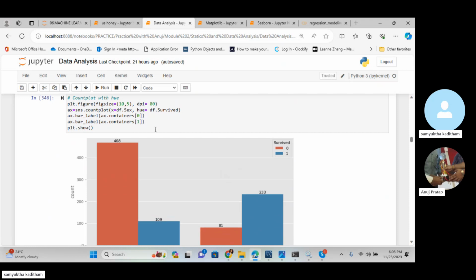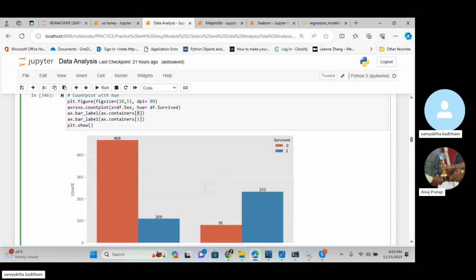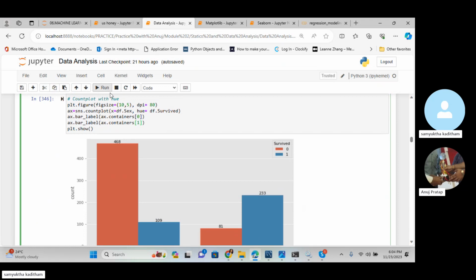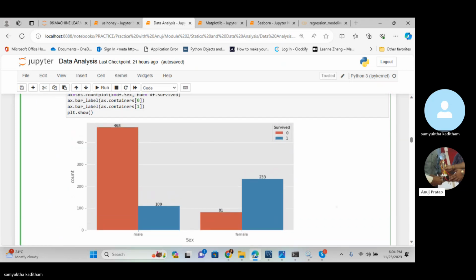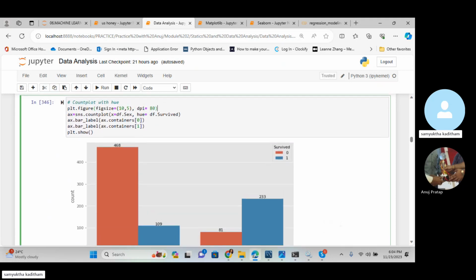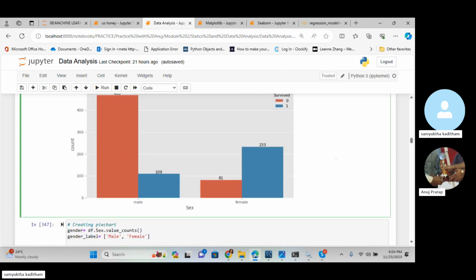So for this, there are two categories, right? Zero for male not survived and one for survived. We have to do this two times to show the values. So it's a count plot with hue because both are categorical columns. So we use a count plot with gender and hue with survived. So it will give the data.